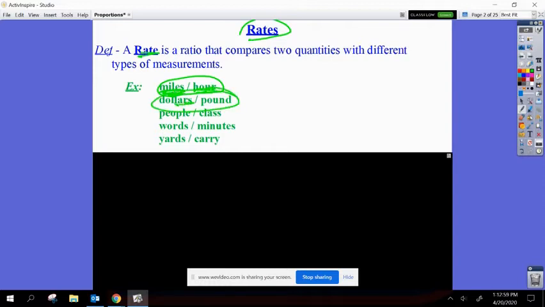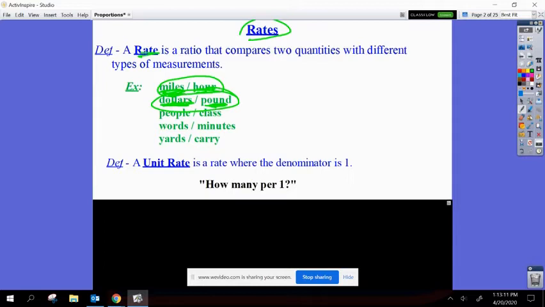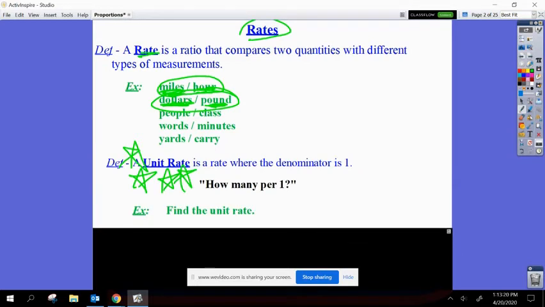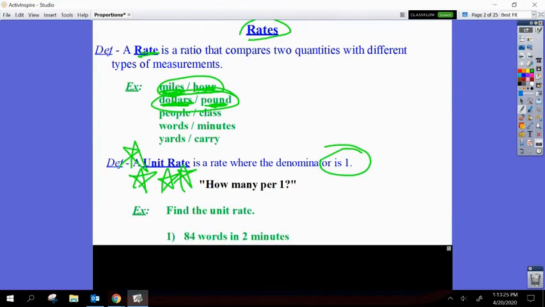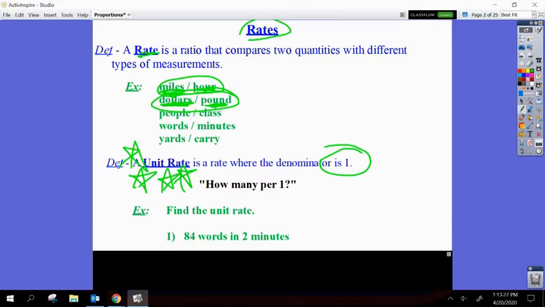Dollars per pound: dollars measures value, and pounds, I know that we could talk about the English measurement of value, but pounds measures weight. So value and weight. These are all examples of different types of rates. A unit rate is one that we are going to see quite a bit. A unit rate is a rate where the denominator is 1. The reason we talk about the denominator as 1 is because if you did this in 6th grade in typing class, you might say I could type 84 words in 2 minutes.